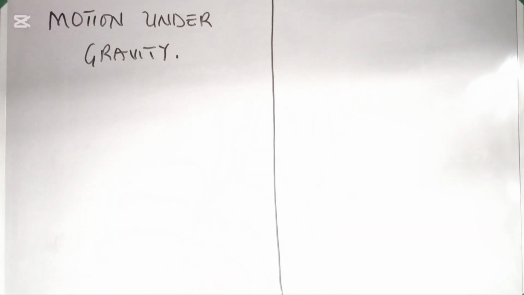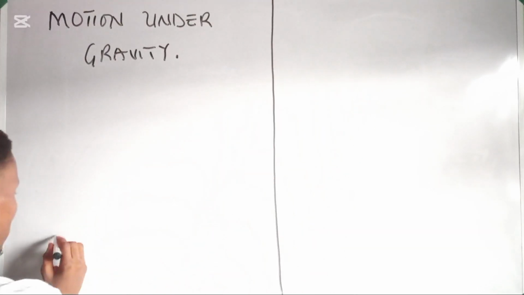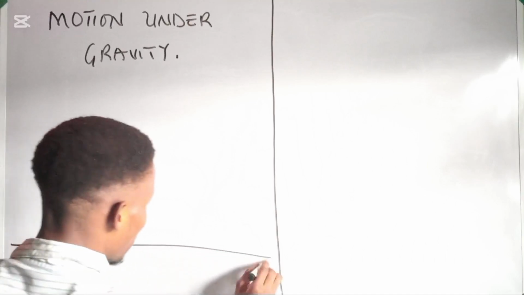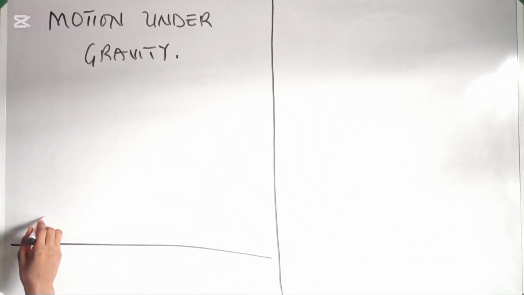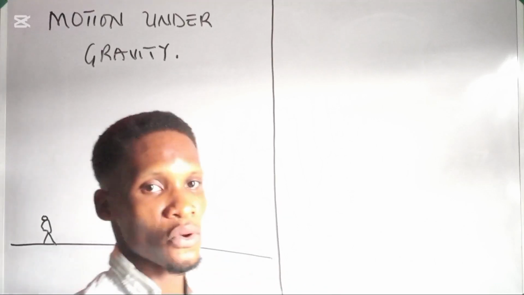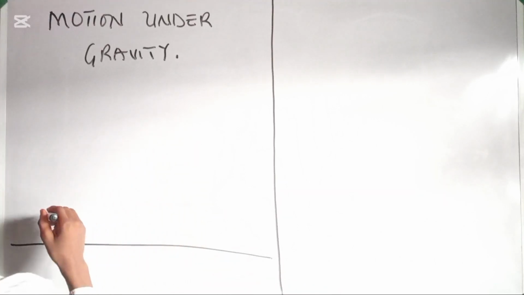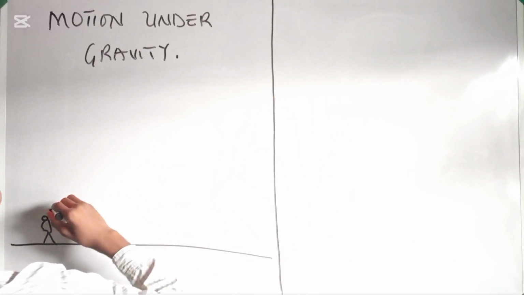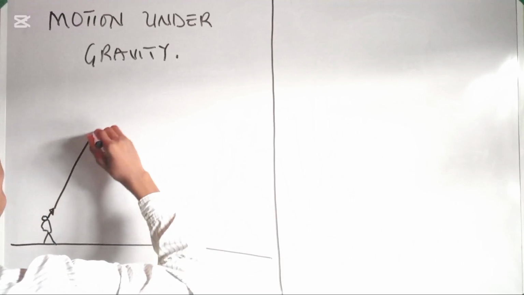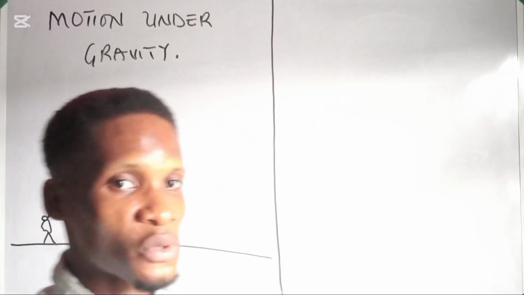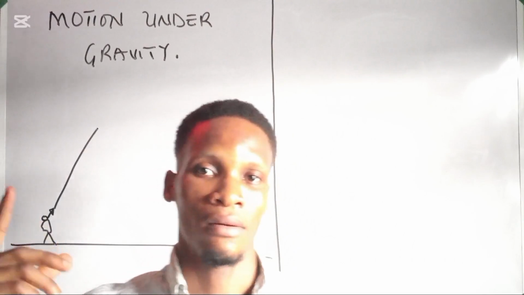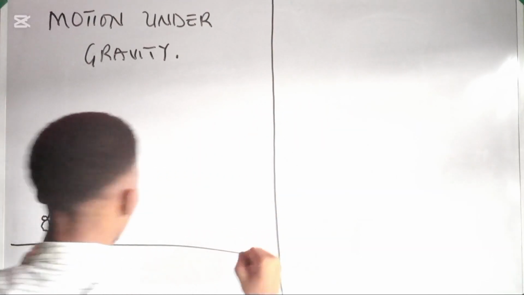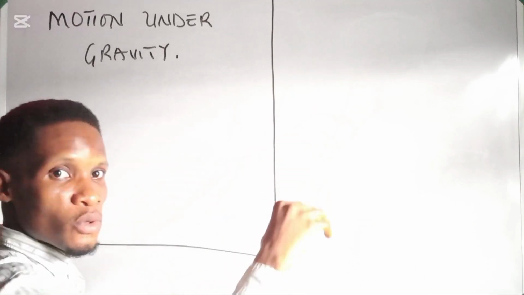Let's say I'm the person standing here on a horizontal plane. I throw a stone upward, so this stone goes upwards. This is my hand throwing the stone. As it goes up, immediately you throw the stone, it goes very fast because of the force that you use to throw the stone upward.